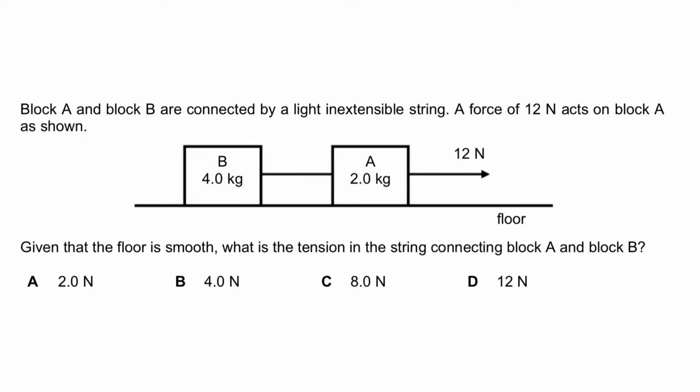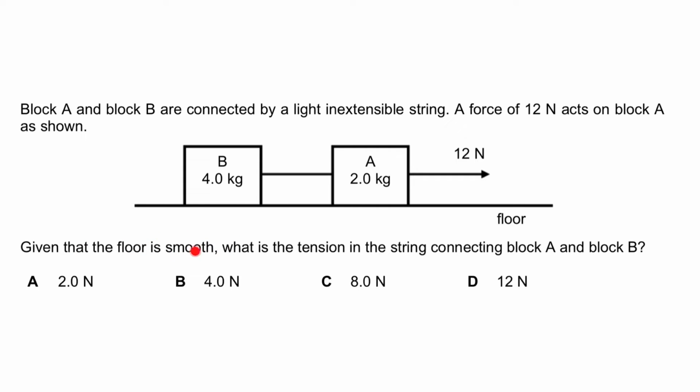This question is on dynamics, and you are given block A, which is 2 kg, and block B, 4 kg. They are connected by a light string, and there's a force of 12 Newton that's pulling both, acting on A. That means the whole system, A and B together, will be pulled to the right. It will move to the right.